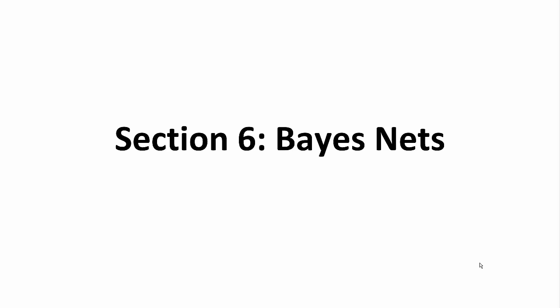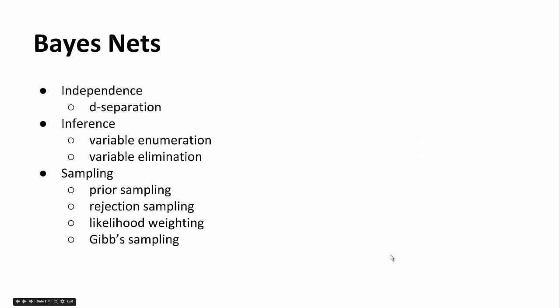So today we're going to be talking about a couple of things because this discussion actually covered the last 2 weeks of material. So here we're going to be covering independence in Bayes nets, and that's going to be mainly D-separation. We're going to be talking about inference, so the variable enumeration algorithm and the variable elimination algorithm. And then we're going to be talking about sampling, which we covered these 4 sampling algorithms for Bayes nets in class. So we're going to be covering all of those. All right, let's get started.